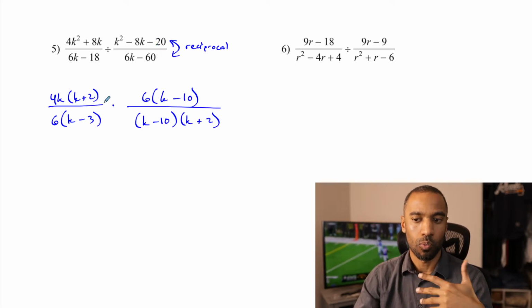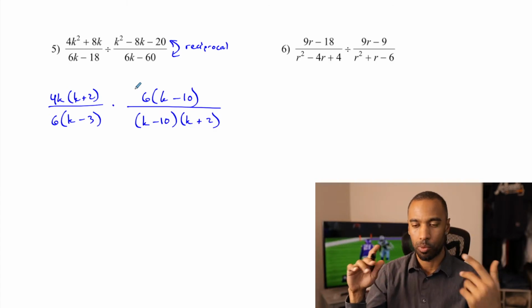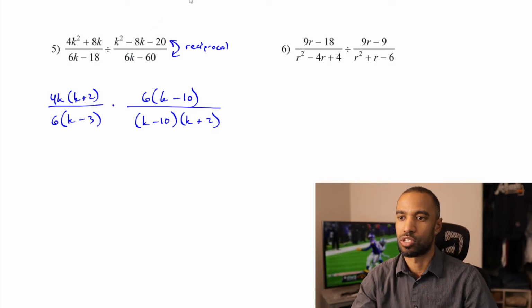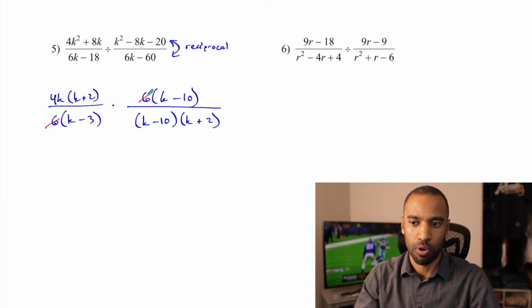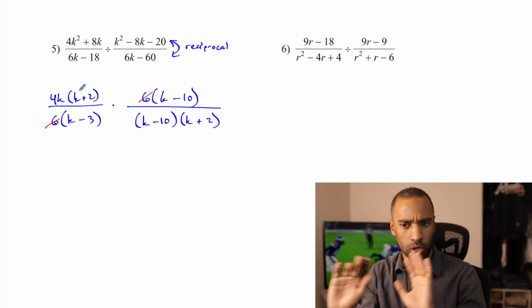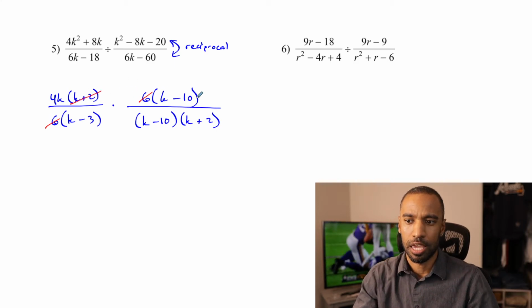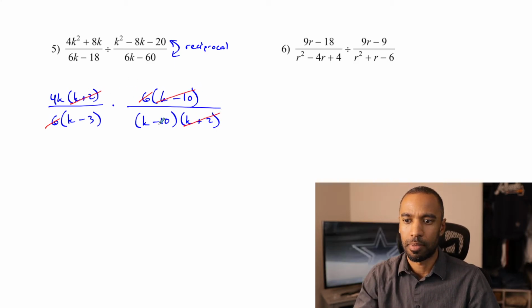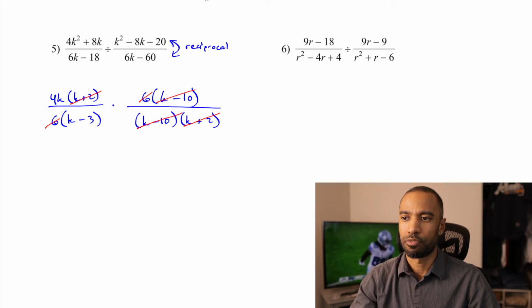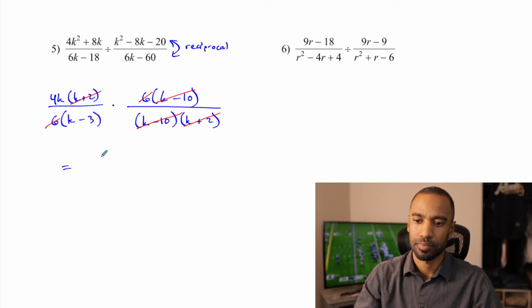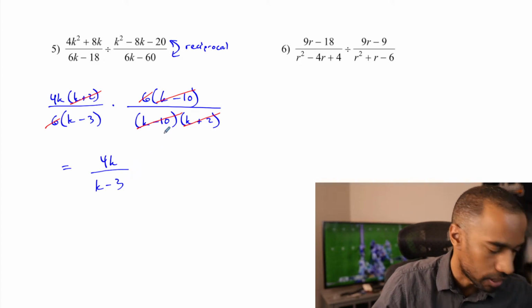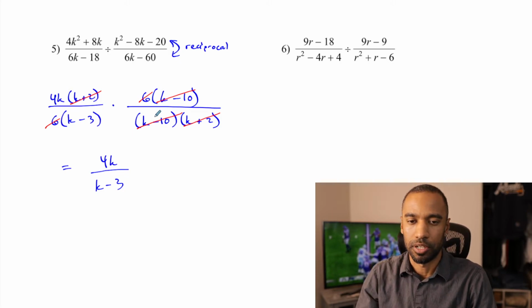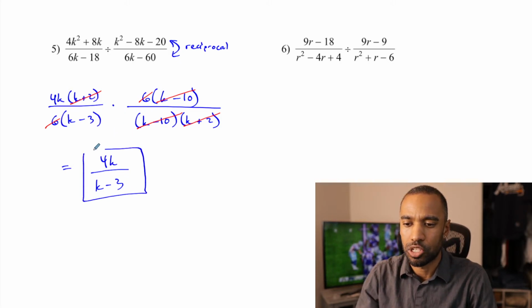Multiplication is where we can now present things as what's on top and what's on bottom in a true sense. So here we go. Now, I do have 6 over 6. I'm not going to bother multiplying 4 with 6 if I already have something I can work reduction on. k plus 2 and k plus 2 are gone. k minus 10 and k minus 10 are gone. We're left with just 4k over k minus 3. Let me see if I got another text here. Okay, yep, I'm good. 4k over k minus 3, and we're good.